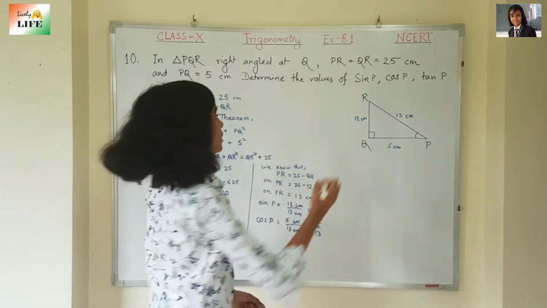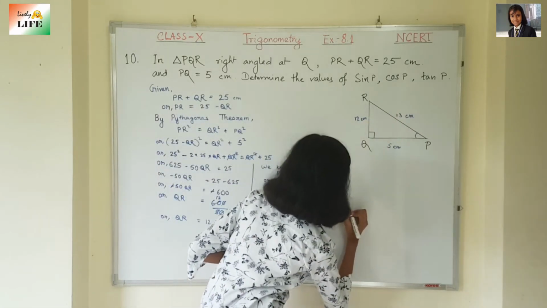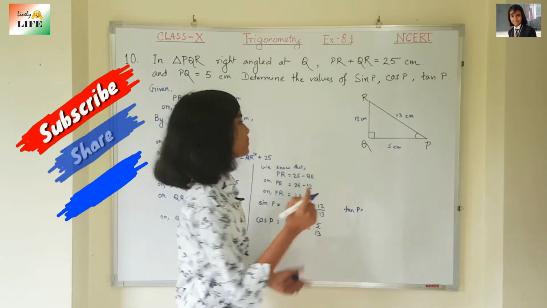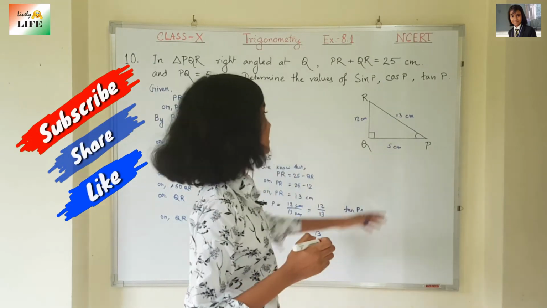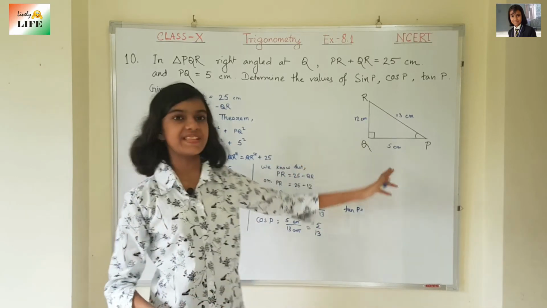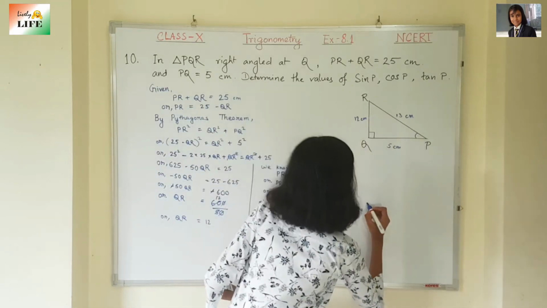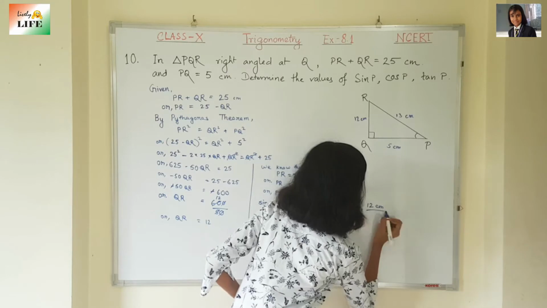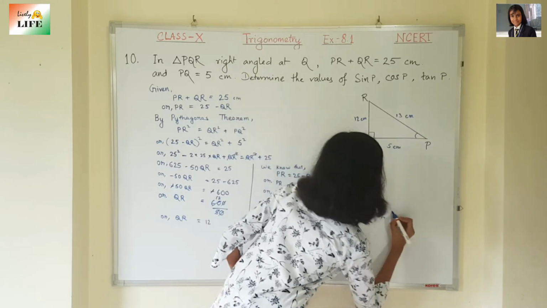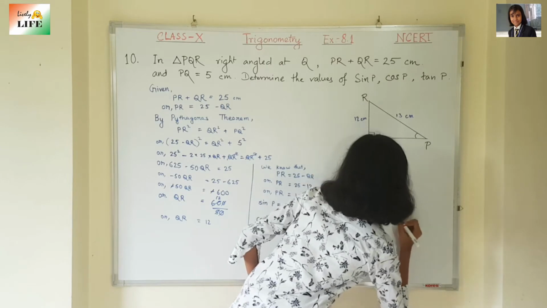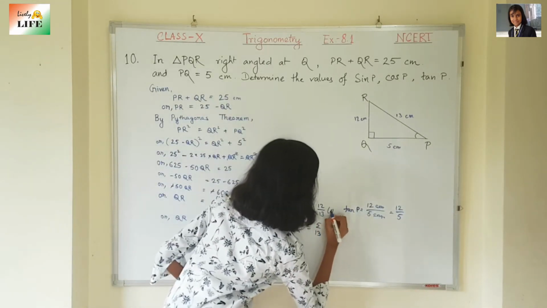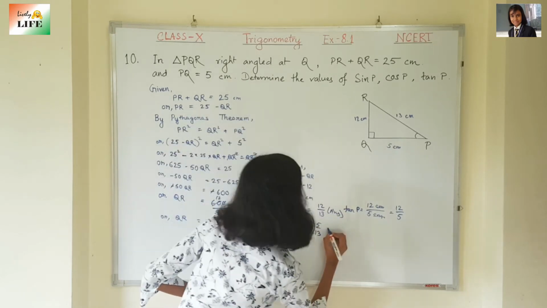Now tan P. What is tan P? Tan P is perpendicular by base. In respect to angle P, this is perpendicular, this is base, so it will be 12 centimeter by 5 centimeter. Centimeter will be cut. The answer will be 12 by 5. This is the answer.